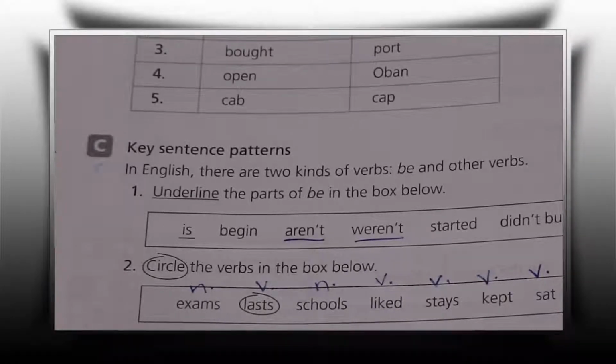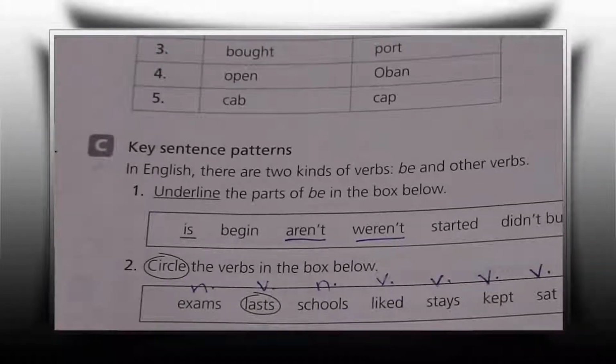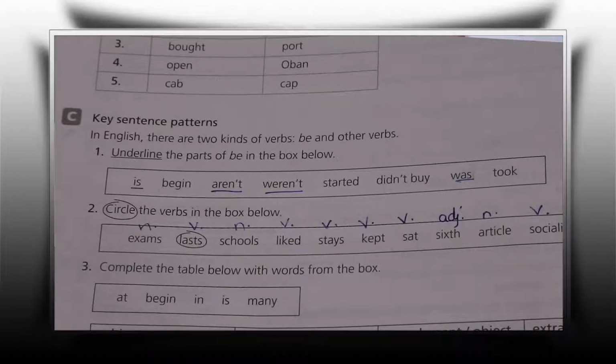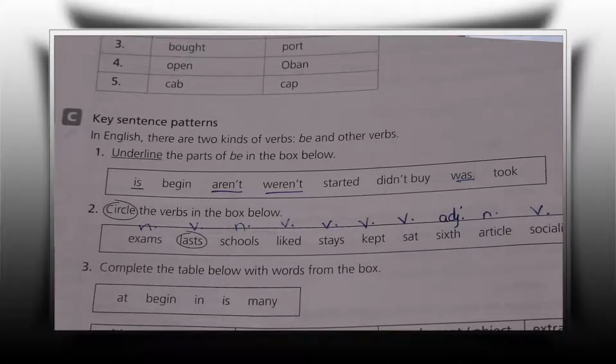In English, there are two kinds of verbs: verb to be and other verbs. Underline the parts of be in the box below. Can we read all of them together? Yes. Is, begin, aren't, weren't, started, didn't buy, was and took.